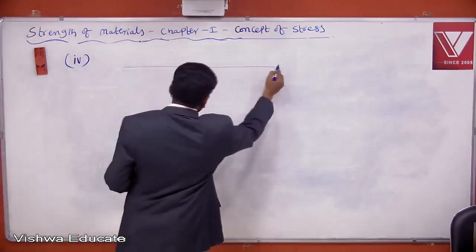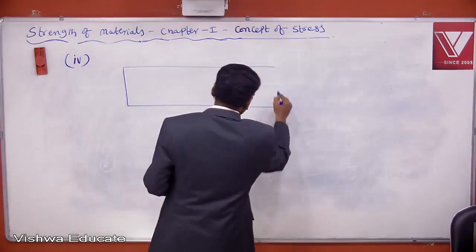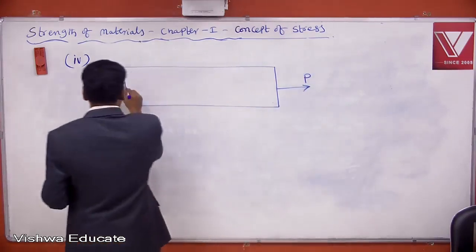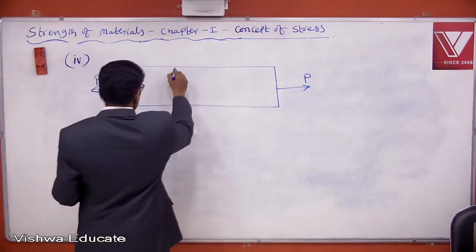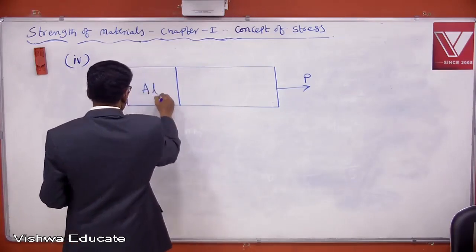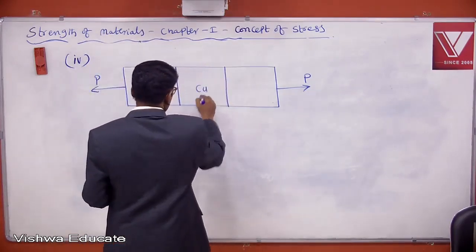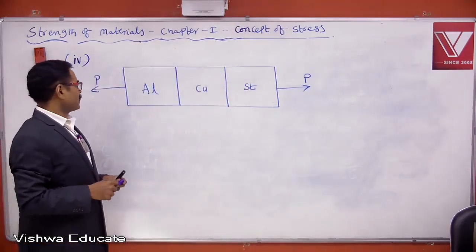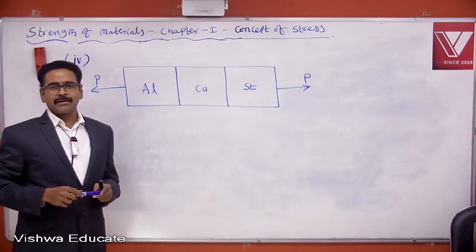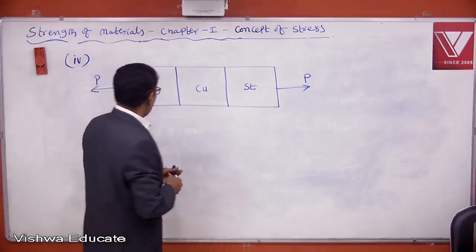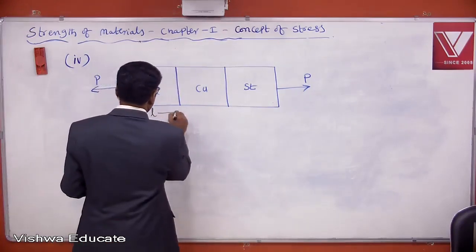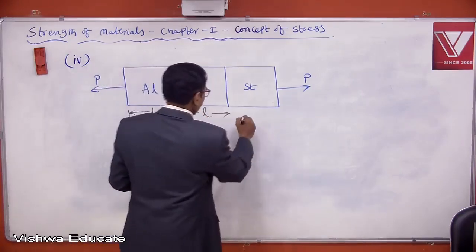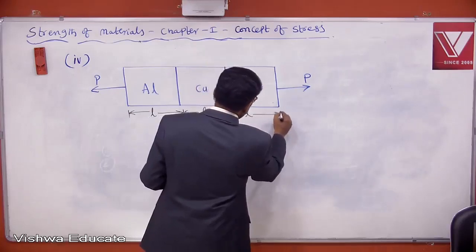A bar is there, and this bar is made with three different materials. Maybe this is P, this is also P. First section is made with aluminium, second section is made with copper, and third section is made with steel. And length of each section is same. Every section carries a length of L.